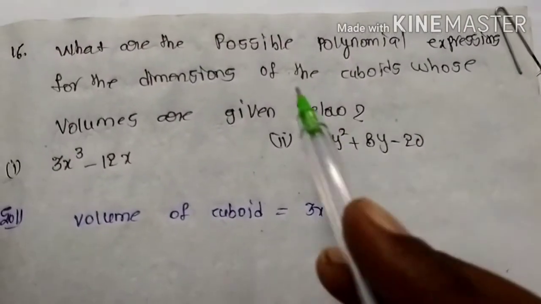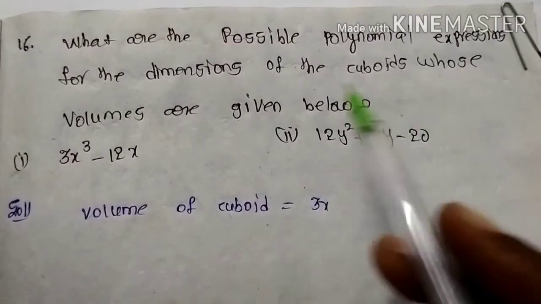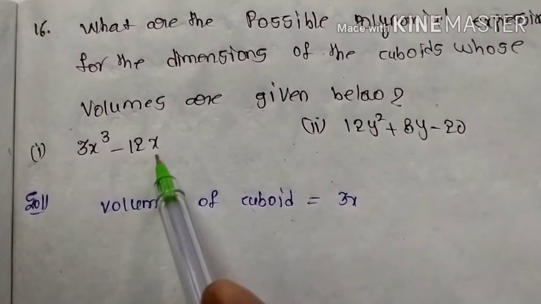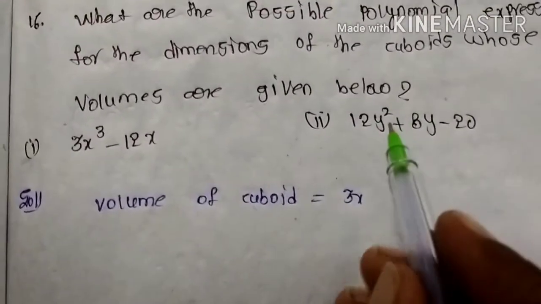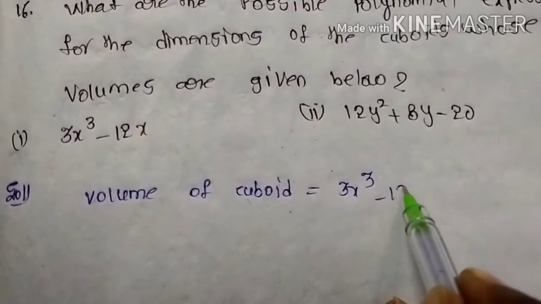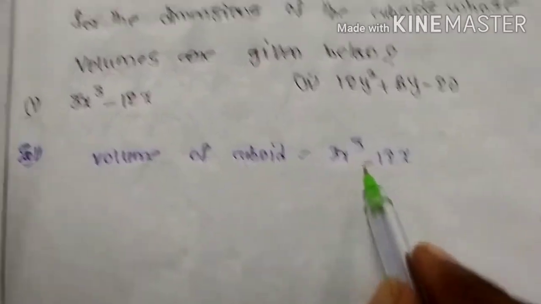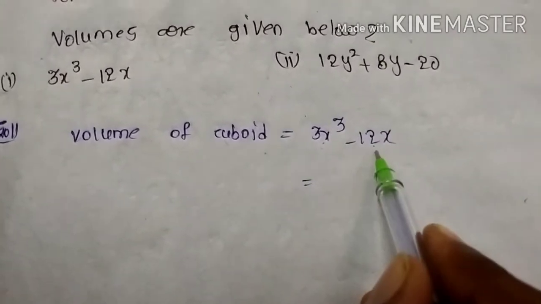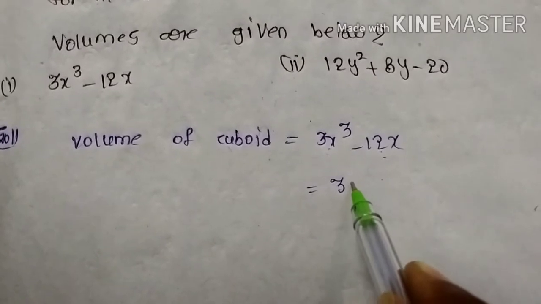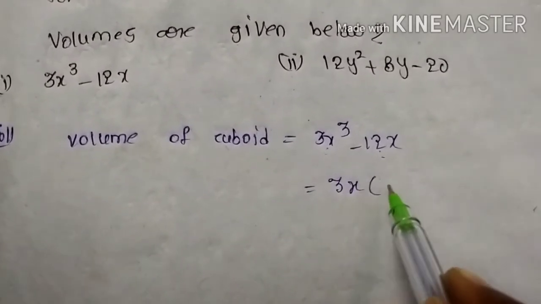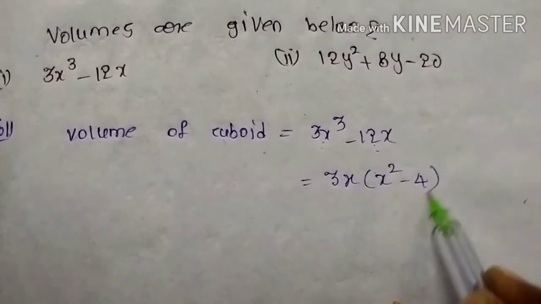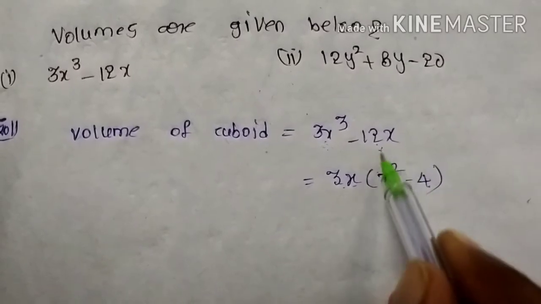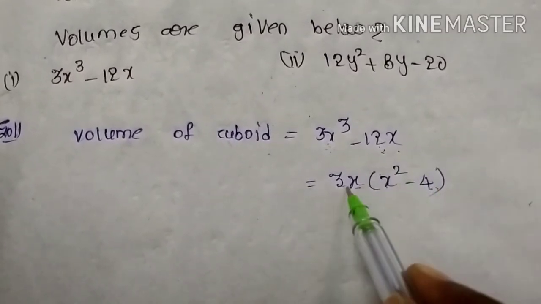Now you can see here 16th question. What are the possible polynomial expressions for the dimensions of the cuboid whose values are given below? 3x cube minus 12x. First of all, I am writing here volume of cuboid is equal to how much? 3x cube minus 12x. Once you can see here, is there any common in the both 3x cube minus 12x? That means can I take here 3? 3 1s are 3, 3 4s are 12 or not? That means can I write here 3 into x also you can take common, 3x into x square minus 4. Yes or no? 3 into 1, 3 only. X into x square, x cube. 3 into 4, 12. X into 1, x only. Yes or no? That means 12x.